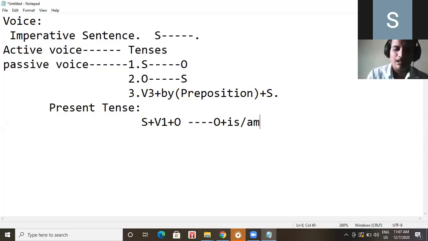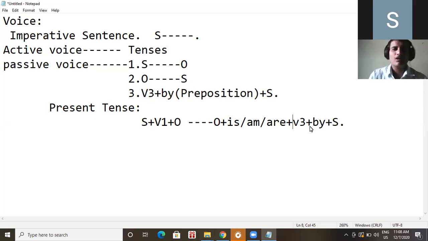In an imperative sentence, it starts with subject and ends with a full stop. These are the rules: object plus is, am, are, plus V3 plus the preposition by plus subject and full stop. This is an example. This is in active voice. This is in passive voice. Here the subject is changed into object, and the object is changed into subject. This is V3, by, plus subject.